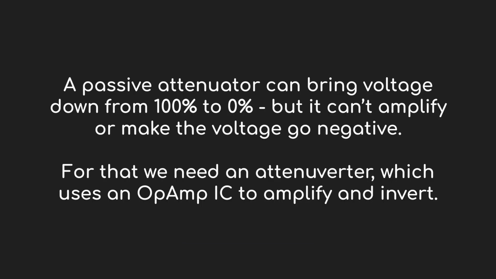But there's a limitation. You can only take a signal down from 100% down to 0%. You can't go any louder, and you can't go into the negative by inverting the signal. To do that, you need an op-amp in the circuit, which will allow you to increase or decrease the level of the signal or to invert it. Once you have that, you've got an attenuverter, and each of maths' 4 channels has one.